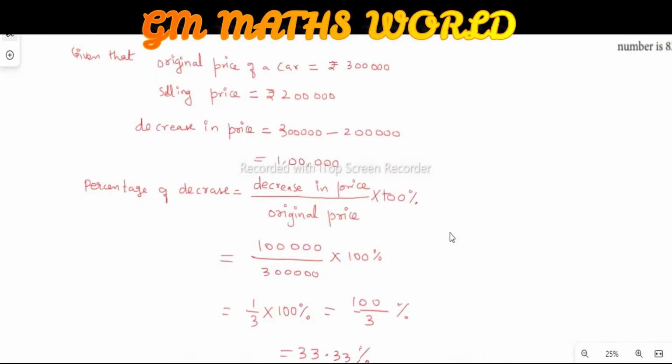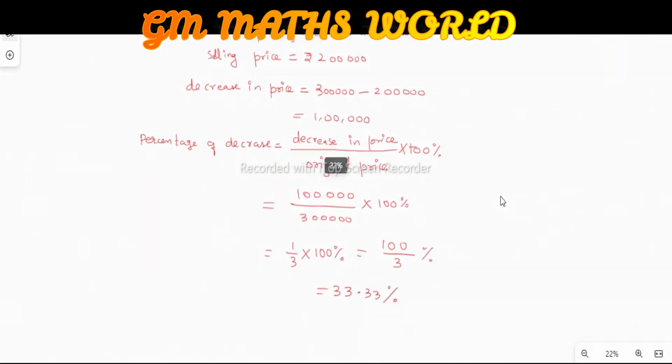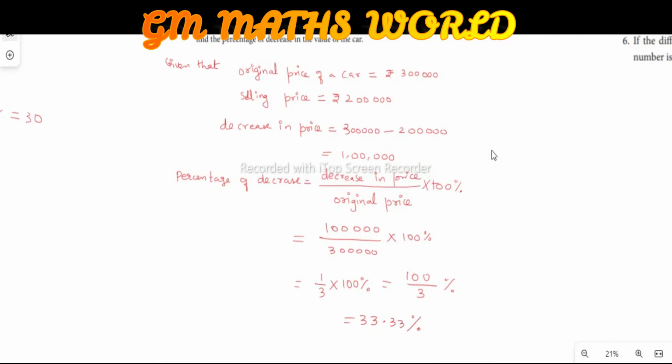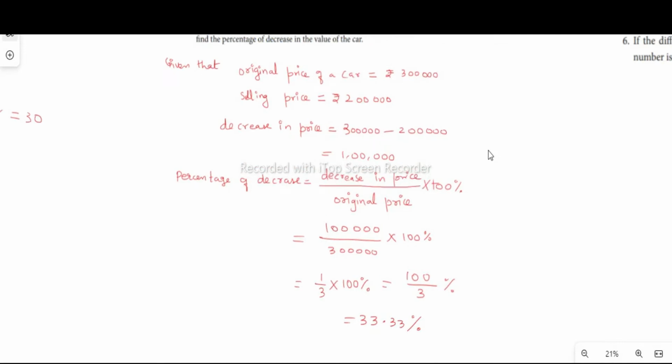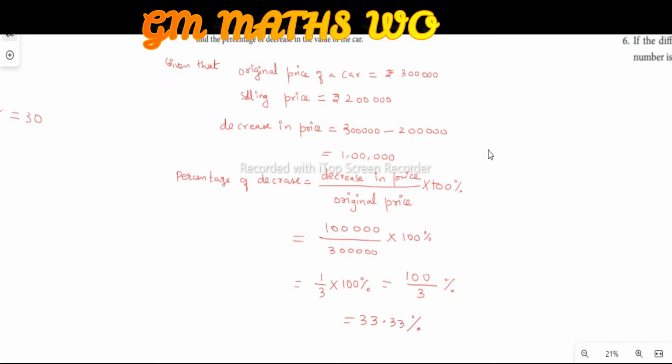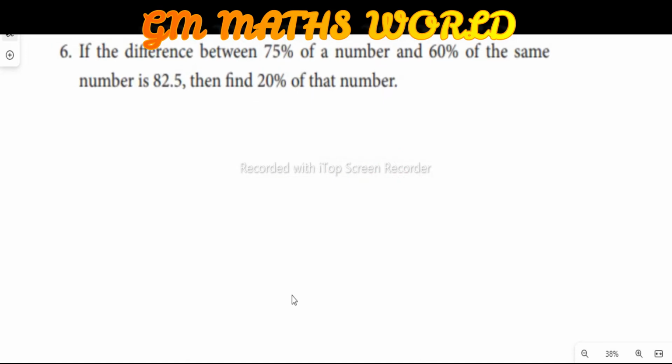Next problem is: if the difference between the 75% of a number and 60% of the same number is 82.5, then find 20% of that number.